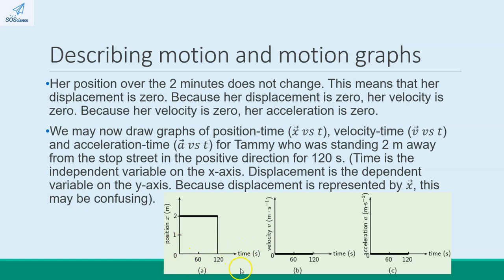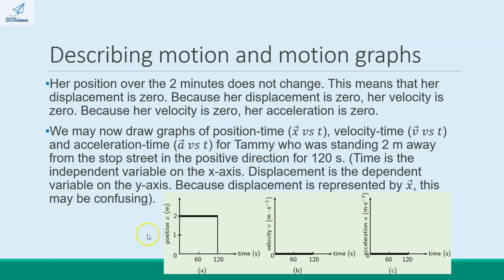Time always goes on the x-axis, and you'll notice that the three x-axes over here in my position time, velocity time, and my acceleration time graphs are identical. That's because for this particular motion, the time hasn't changed. Tammy is standing at the stop street for 120 seconds.